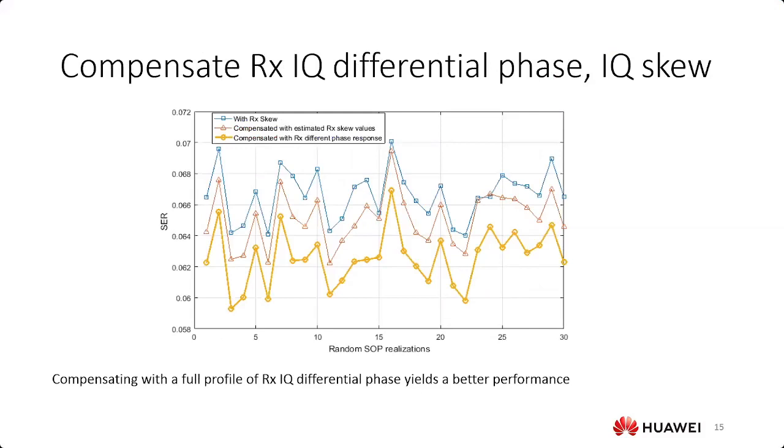Finally, we also compare two approaches, which is we can either compensate the receiver skew or compensate the entire profile of the differential phase in the frequency domain at the receiver. We can see that by doing the latter, we get better performance. So it is very important to compensate the entire frequency profile of the differential phase.